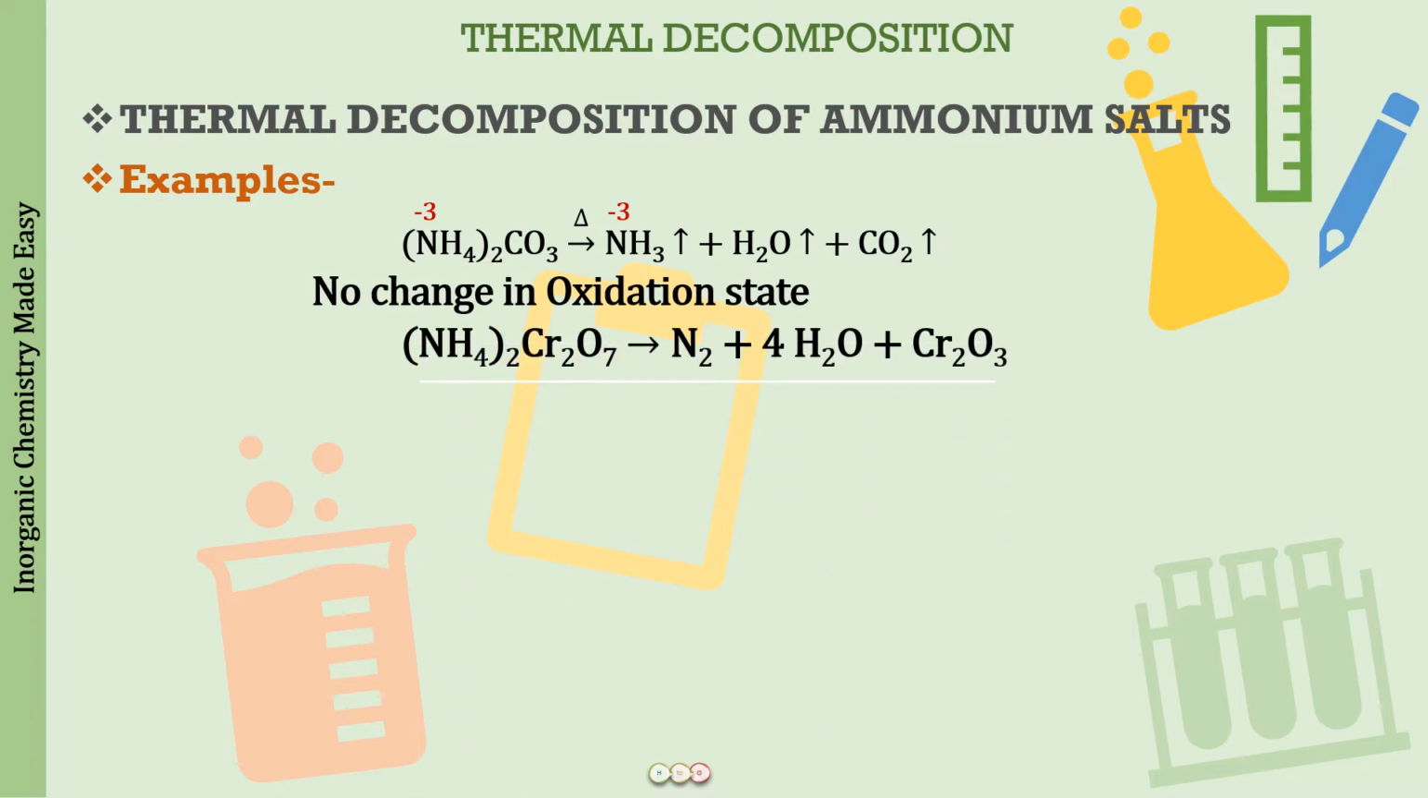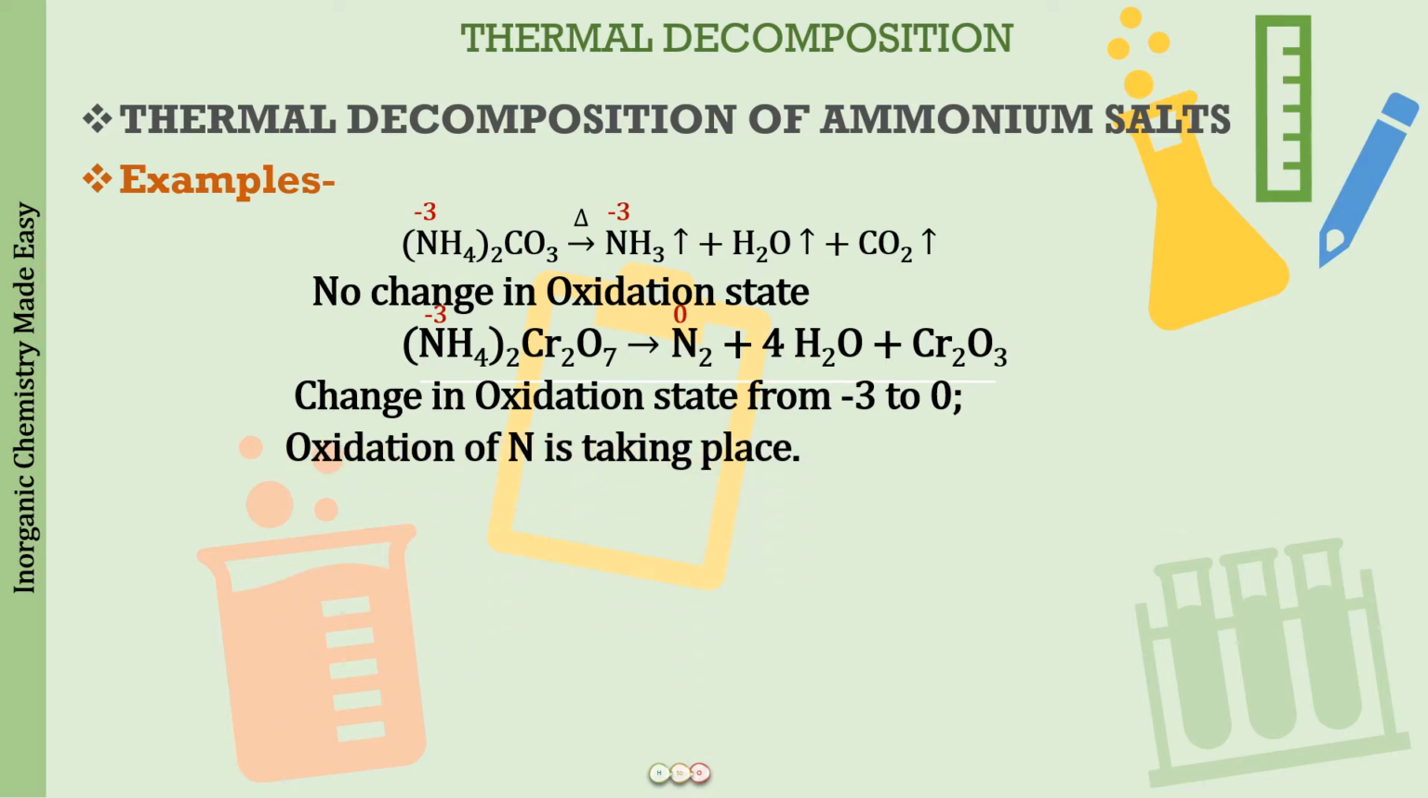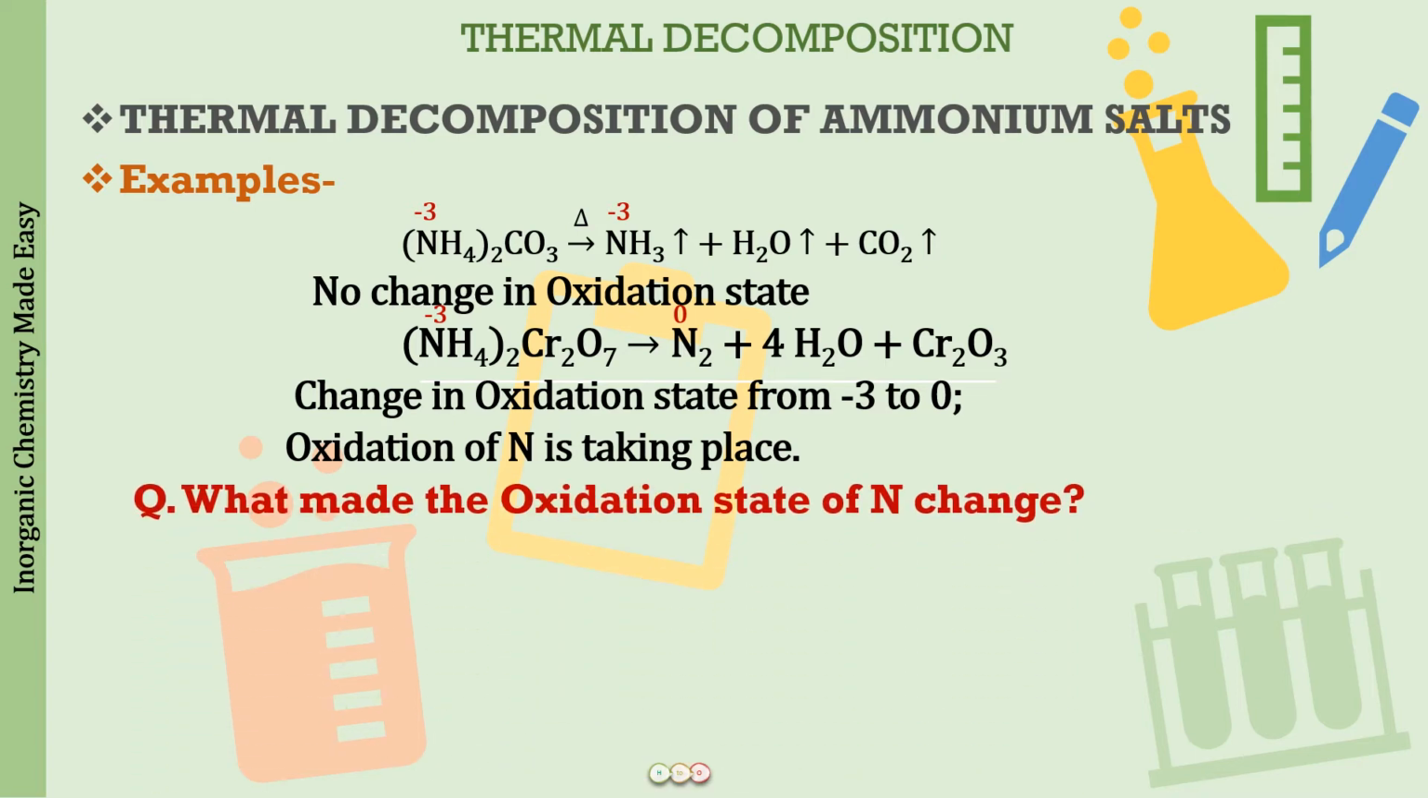But look at this example: ammonium dichromate on heating giving us nitrogen, water and Cr2O3. Here the oxidation number of nitrogen in ammonium dichromate is -3, whereas in nitrogen it is 0. So there is a change in oxidation state from -3 to 0. An increase in oxidation number means there is oxidation of nitrogen taking place. Now what is causing this change in the oxidation state of nitrogen? There is nothing apart from this one reactant that we have.